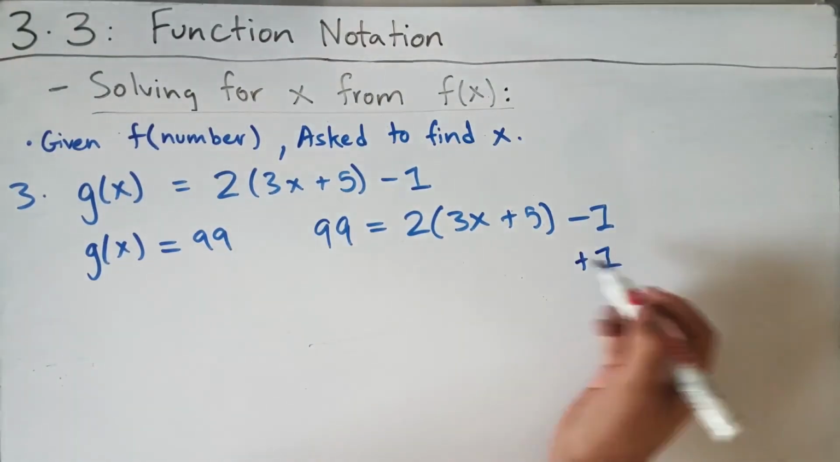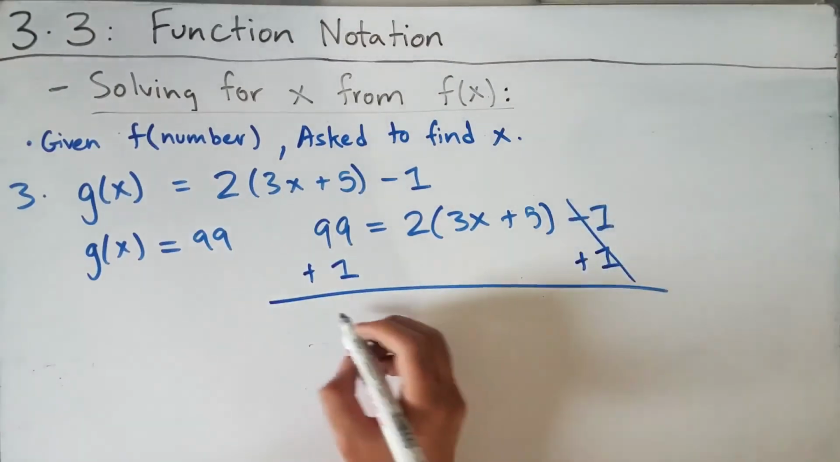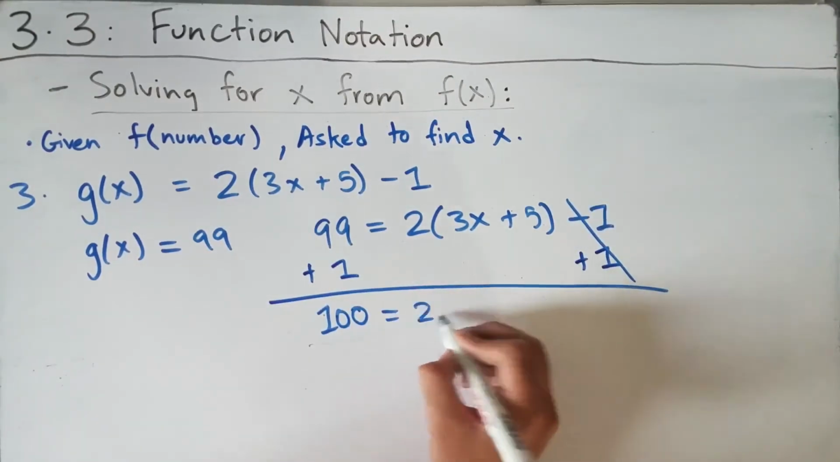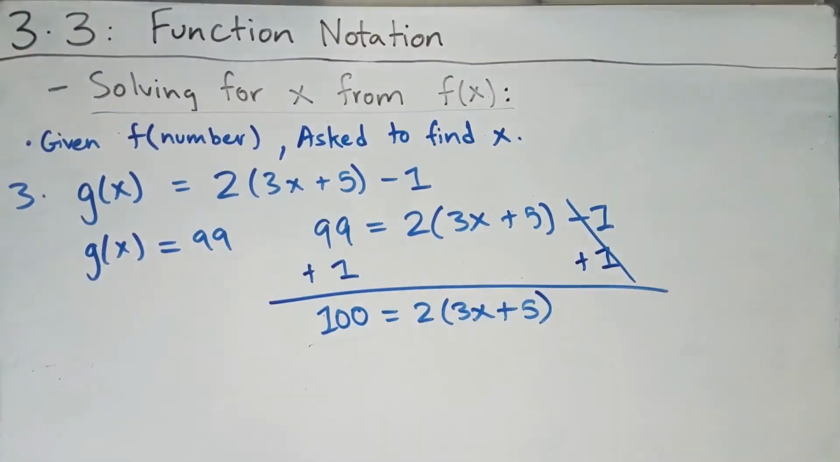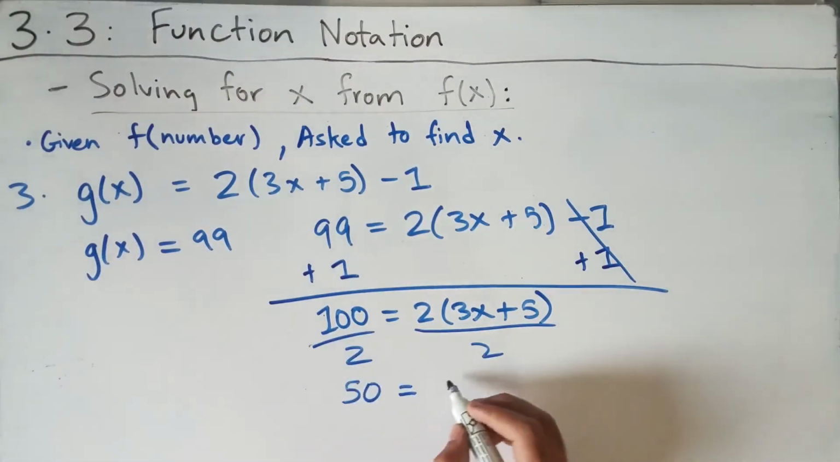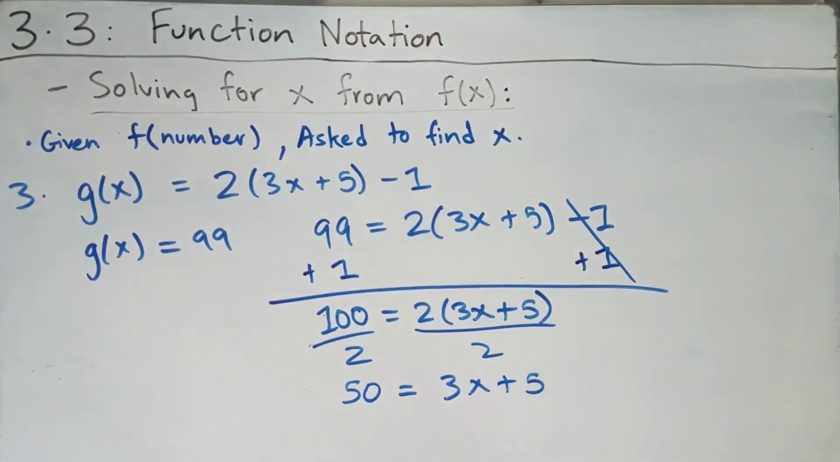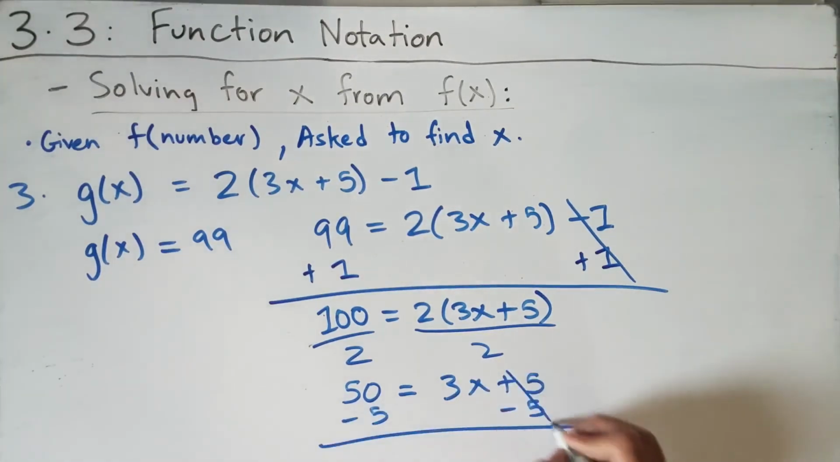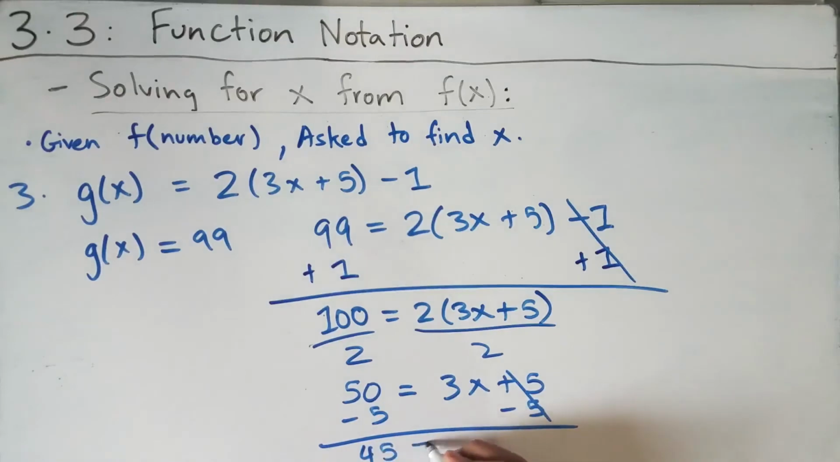And we just solve this like a linear equation. So I can add 1 on each side of the equation. So this cancels out, and we get 100 equals 2 times (3x + 5). And I can divide each side of the equation by 2. So here I get 50 equals 3x + 5. And I can subtract 5 from each side. This cancels out, and we get 45 equals 3x.